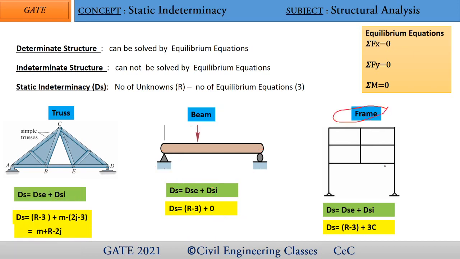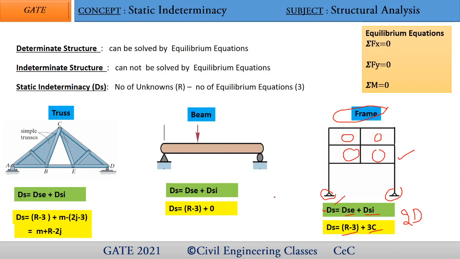So here I have taken one simple frame structure. Again, you can calculate the static indeterminacy, which is equal to external static indeterminacy plus internal static indeterminacy. External depends upon the support conditions, that is equal to r minus 3, and internal static indeterminacy is equal to 3 times C. Here C is the number of closed loops. You can see that in this case of the frame there are 4 closed loops. And this is for a 2-dimensional plane frame.